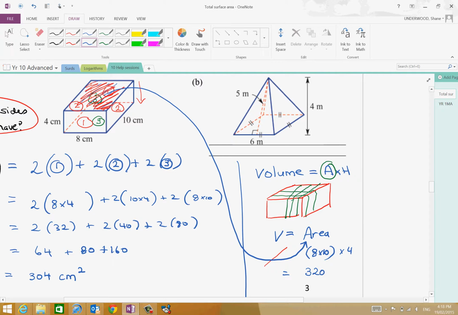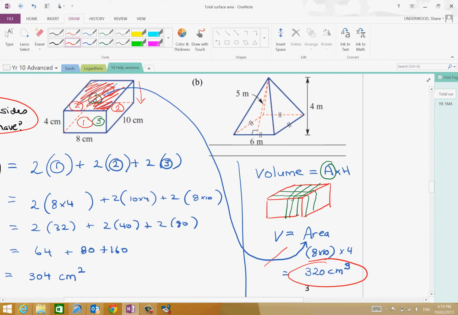Now, given that volume takes up space, what is the unit we're looking at? Centimetres cubed. Okay? So volume is always in cubic centimetres or metres or whatever.